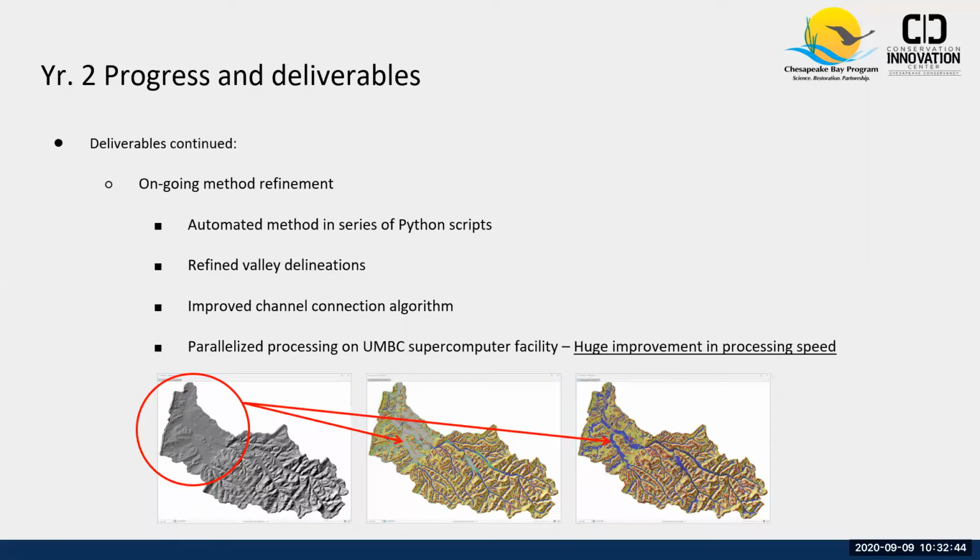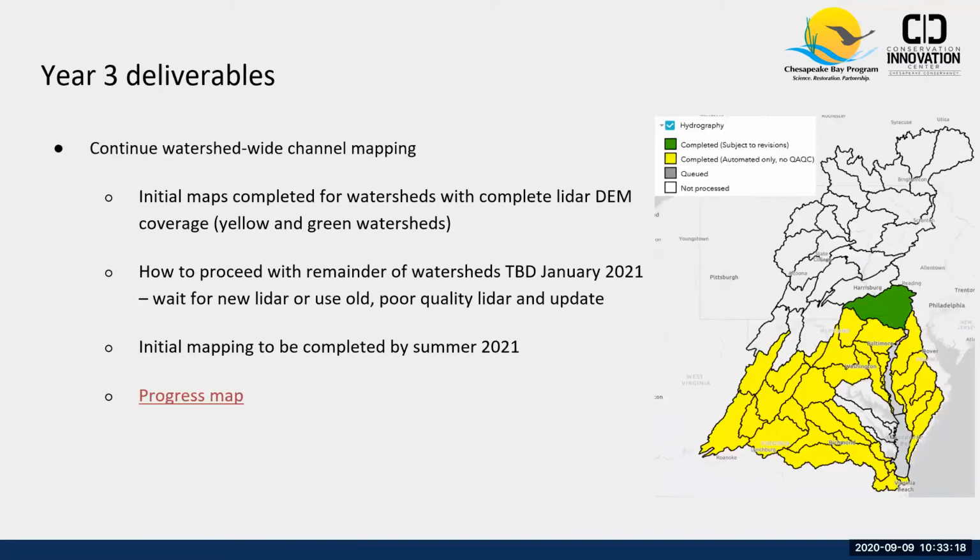Now those broad valleys are getting mapped in blue. We've improved our channel connection algorithm that I showed prior. And lastly, probably the biggest improvement is that we've parallelized our processing on UMBC's supercomputer so that we can run many different HUC 12s concurrently. So we can process a HUC 8, which let's say is composed of 30 or 40 HUC 12s. We can run a whole HUC 8 in the time it takes for a single HUC 12 to run, because we're running all 30 of them at the same time. So that's a big improvement in processing speed.